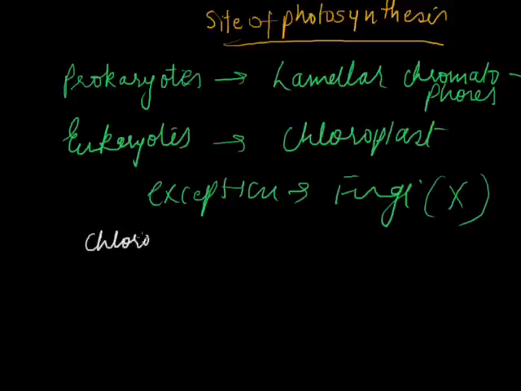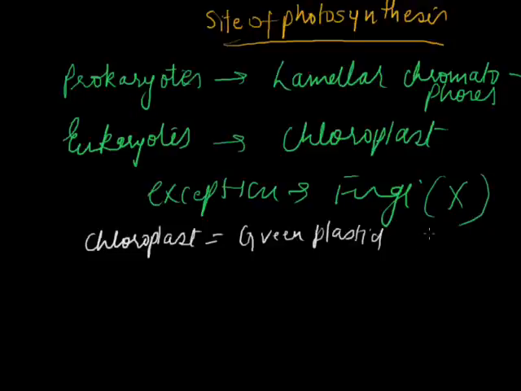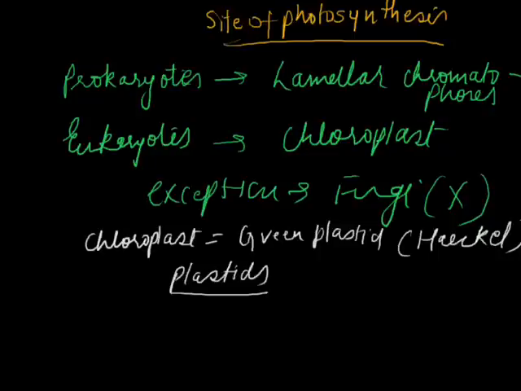Chloroplast is also called a green plastid. Plastid was first observed by Haeckel. Plastids are of three different types on the basis of pigments present in them. Or we can say there are three different kinds of plastid. The first type of plastid is leucoplast, which is white in color.